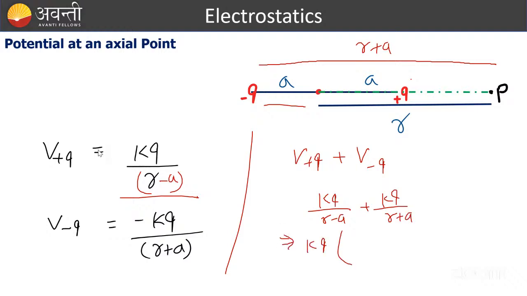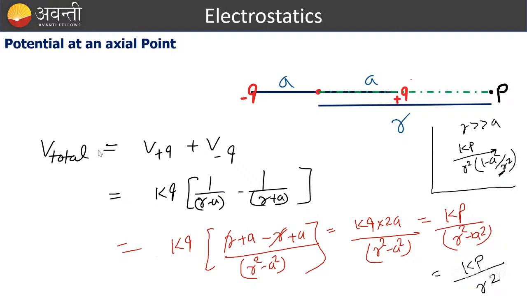KQ times R plus A plus R minus A divided by R square minus A square. So if you solve it, A will get cancelled. है ना? So what value we are going to get? KQ R by R square minus A square. ठीक है? Again we can take approximation and we can check. जैसे हमारा आंसर कितना आया इतना.